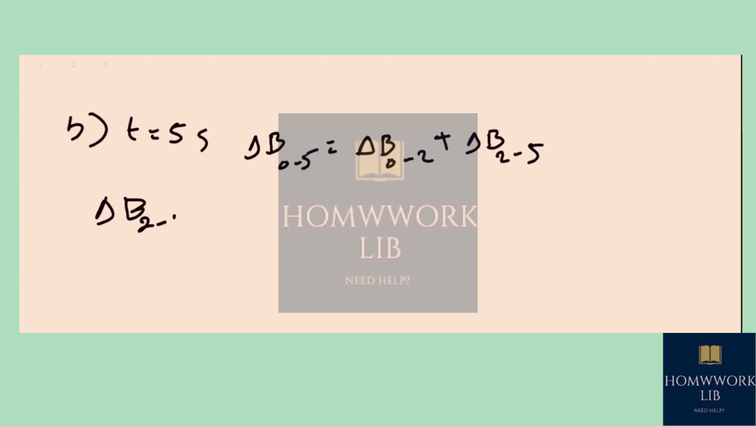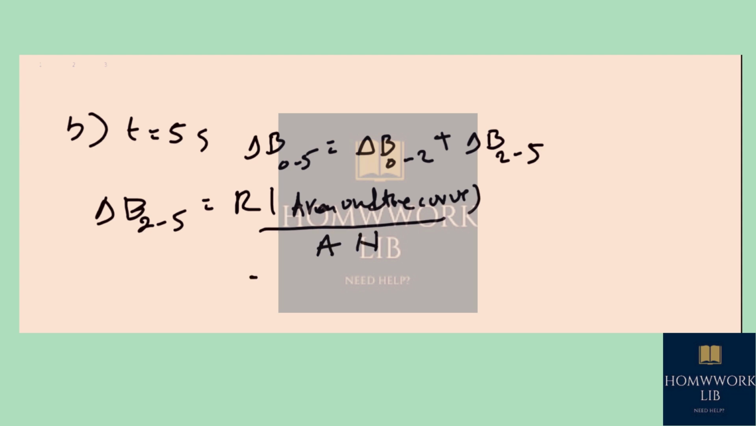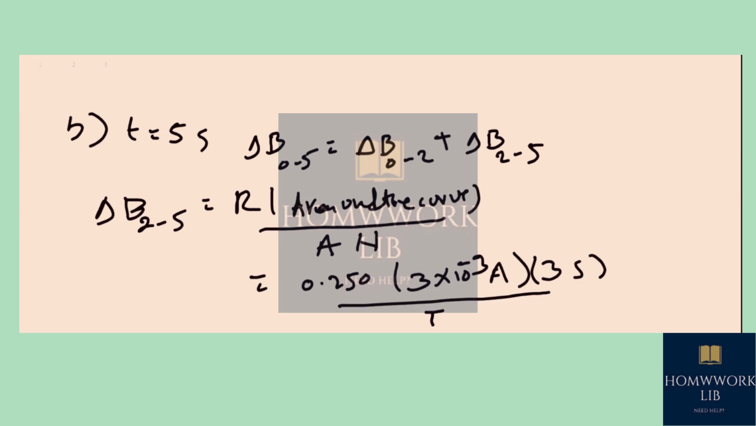That is 2 to 5 will be equal to R times, using the formula that we wrote previously, the area under the curve divided by A times N. So we substitute the value 0.250 ohms as the resistance, times the area under the curve for 2 to 5, which will be 3 times 10 to the power minus 3 A times 3 seconds, divided by pi times 0.00800 squared meters times 4.